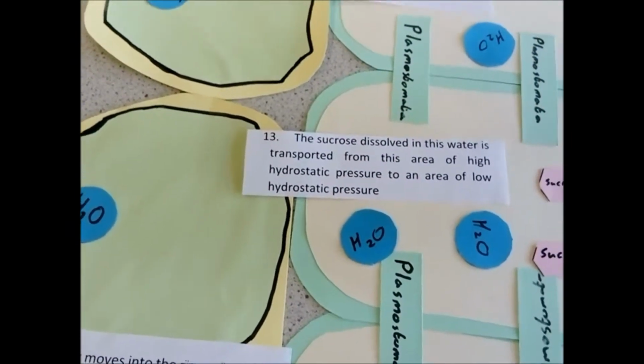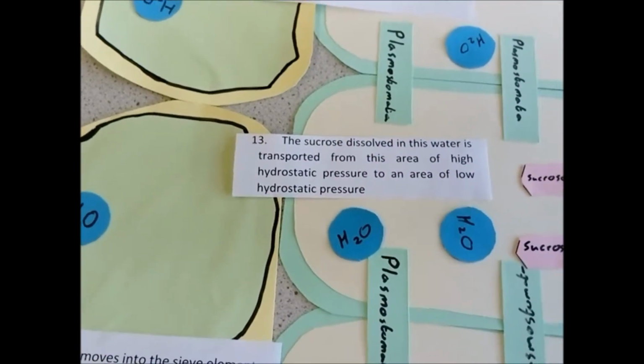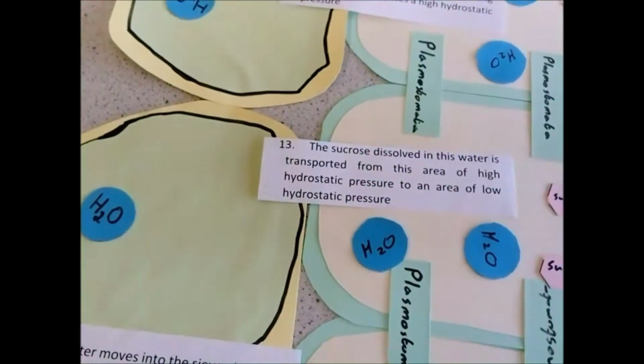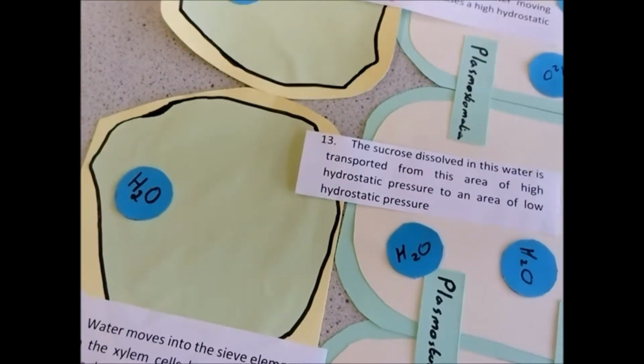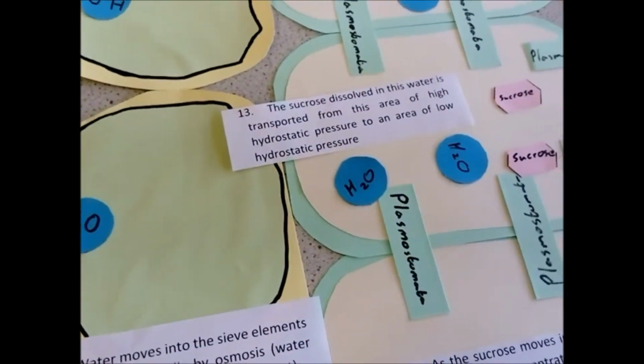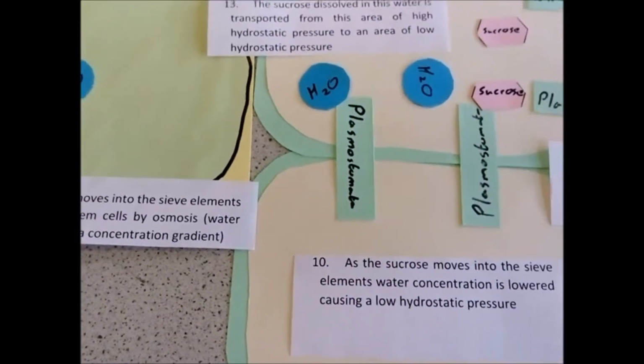an area of low hydrostatic pressure, this will start to move the sucrose from this area where it's a source, so where it's being made, down the plant until it gets to a sink, so where it's being stored.